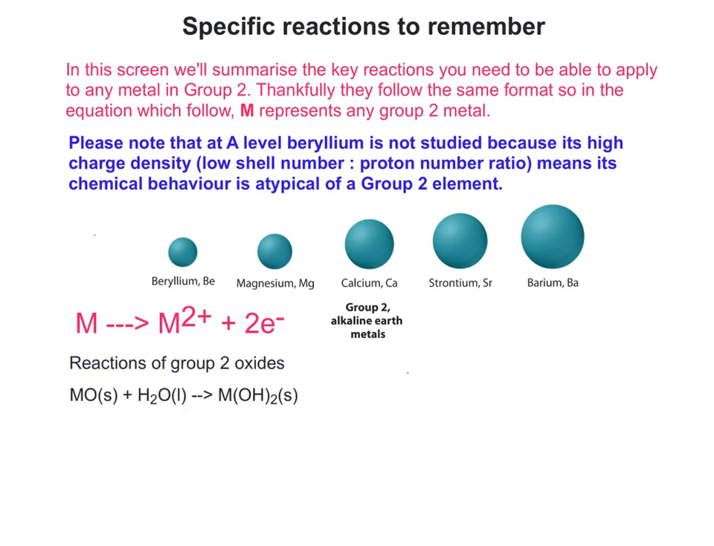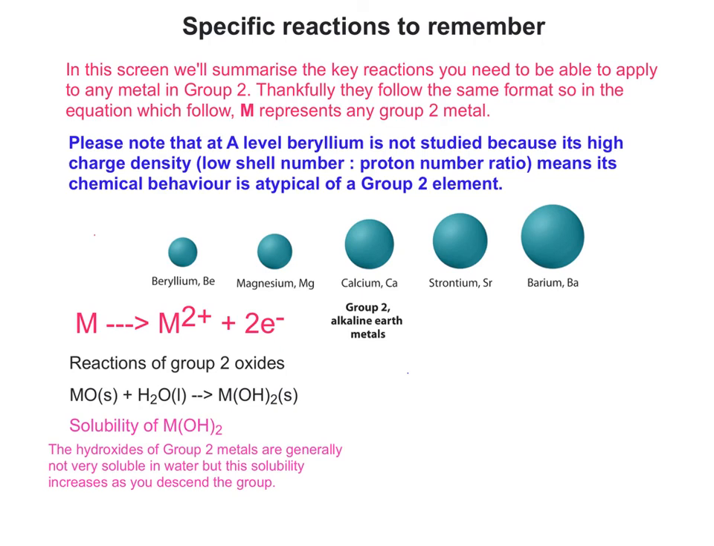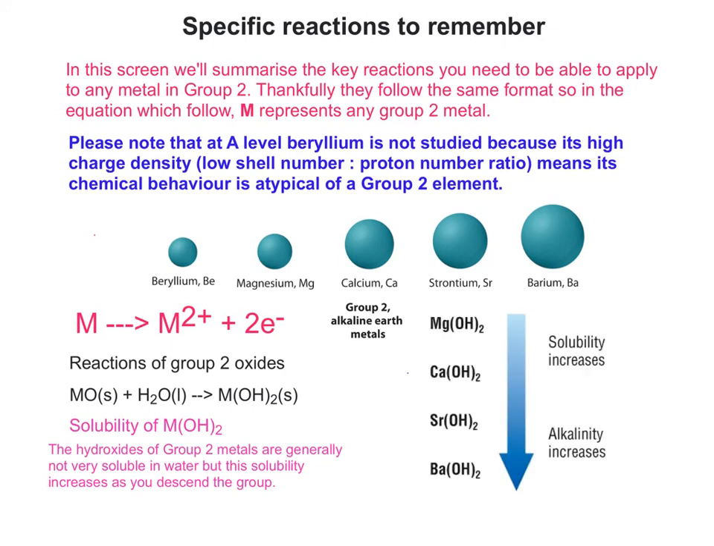So group 2 oxides, their reactions with water, is one you need to remember. And you also need to remember the solubility of the hydroxides. So the hydroxides of group 2 metals are generally not very soluble, as you can see from the state symbols and the general template for the equation. But this solubility increases as you descend the group. And because obviously if it's more soluble and it's a hydroxide, that means it can release OH minus ions into solution, so its alkalinity increases.